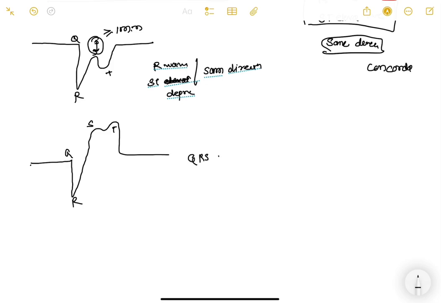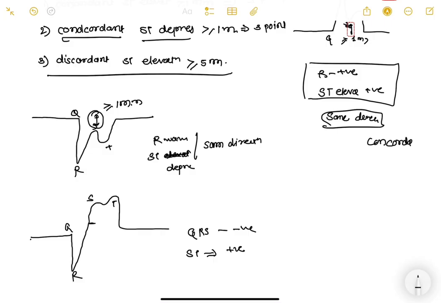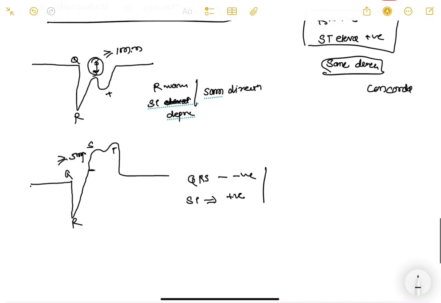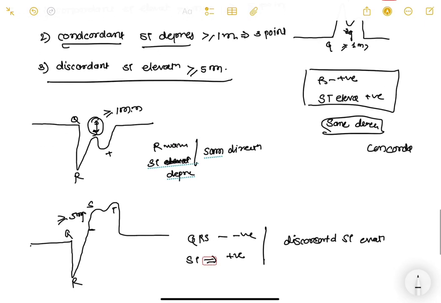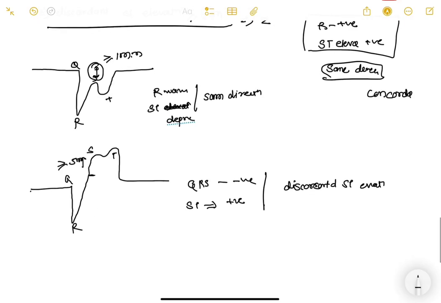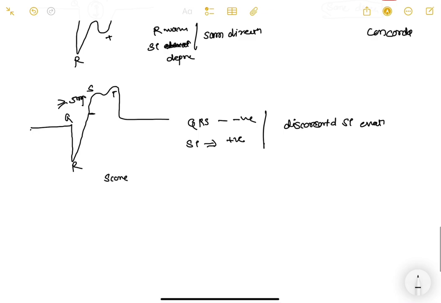Now QRS complex is negative and ST elevation is positive. So whenever there is more than 5 mm of ST elevation, then it is called a discordant ST elevation. We will give 2 points. So total score is 5 plus 3 plus 2, that is 10. Score more than or equal to 7 is considered equivalent to STEMI.